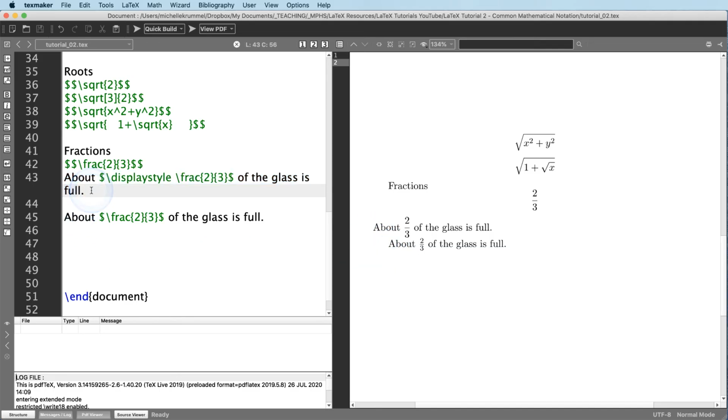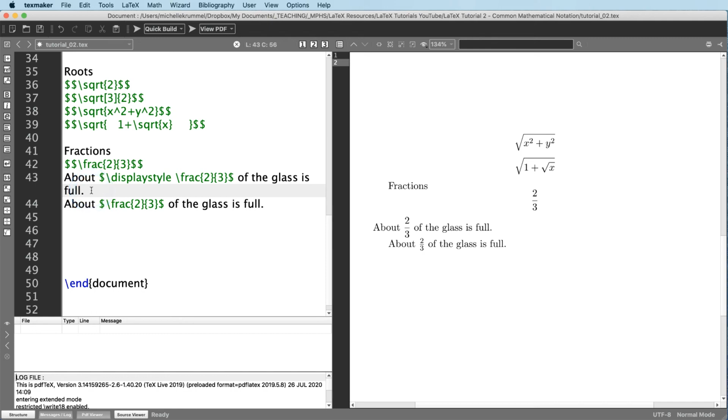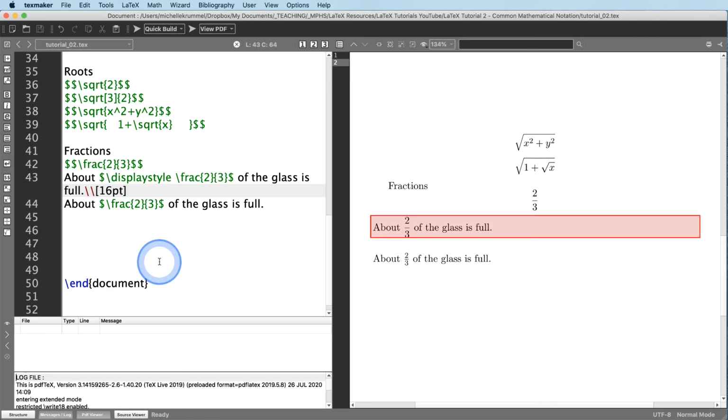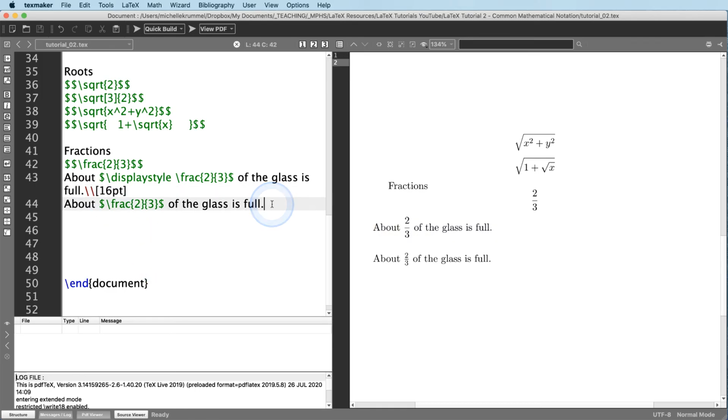So it just depends on what you need, but I usually do something like this when I want line breaks. And generally, if I want displayed fractions, display style fractions, rather than typing out display style, I just do \dfrac. But I did get an error when I tried that a moment ago. Let's try it again. Not that I'm expecting anything different.